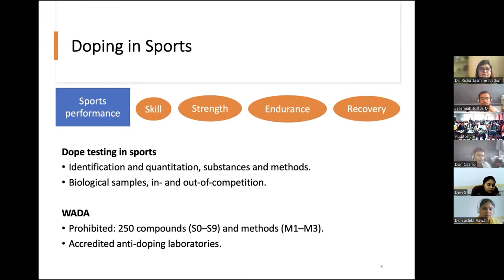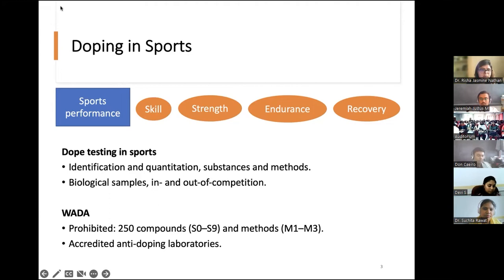Now, we have biological samples that are tested both in and out of competition, and we're going to talk more about that. WADA has put out a list of prohibited substances. Those are around 250 compounds, subcategorized into S0 to S9 for substances, and M1 to M3 for methods. We're not going to talk about methods today, but just the substances that are relevant to gas chromatography mass spectrometry.